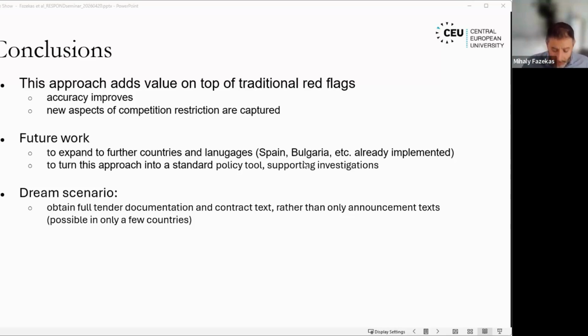So that information you have from that shortish description of the tender? Yeah, from the tender announcements. Yes. Thank you. Very good.